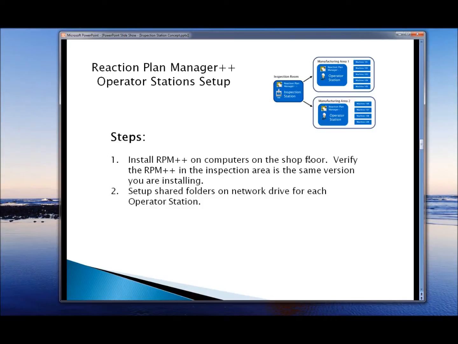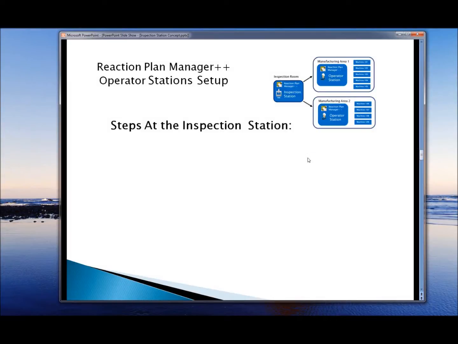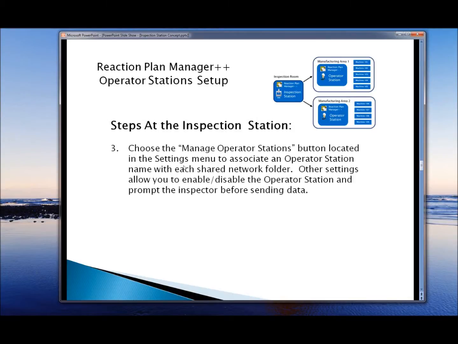Since the shared folders are set up, let's go ahead and set up the inspection station. That would be the next step. So we want to choose the Manage Operations button located in the Settings menu to associate an operator station name with each shared network folder. There are other settings to allow you to enable, disable the operator station and prompt the inspector before sending the data. So let's go ahead and do that.